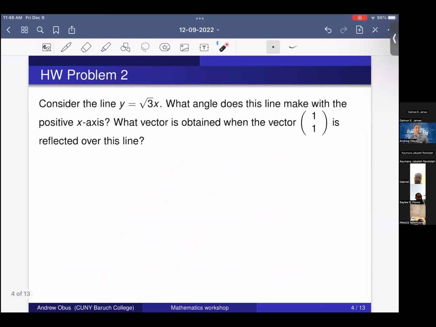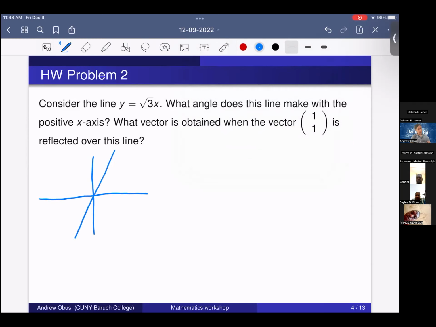So the next problem says, consider the line y equals square root of 3 times x. And we want to know, what angle does this line make with the positive x-axis? And then we want to know, what's the vector that's obtained when (1, 1) is reflected over this line, right? So let's see what we've got here. I have the line y equals square root of 3x.